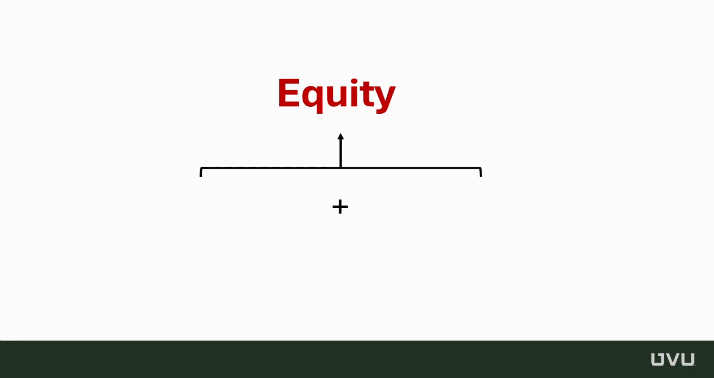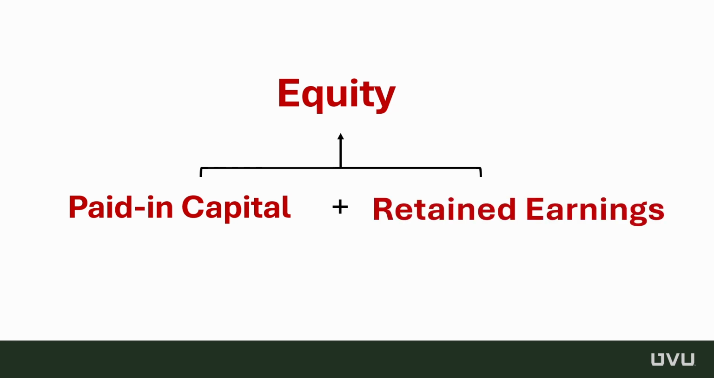Now, equity is not just one big bucket. For now, we will split it into two pieces. Paid-in capital, which is the money owners put into the business directly, usually by buying stock. And we've got retained earnings, which is the profit the company has earned and kept inside the business instead of paying it back out. So equity, we can say, equals paid-in capital plus retained earnings.